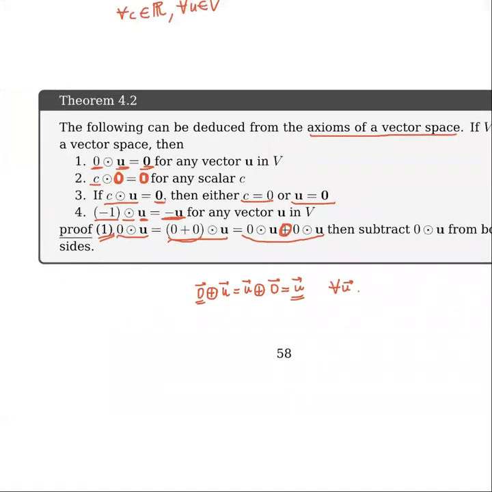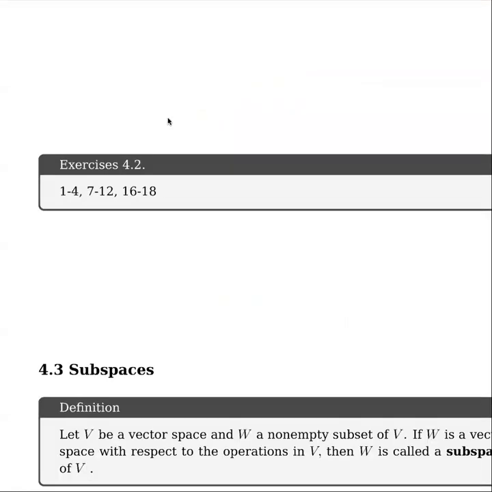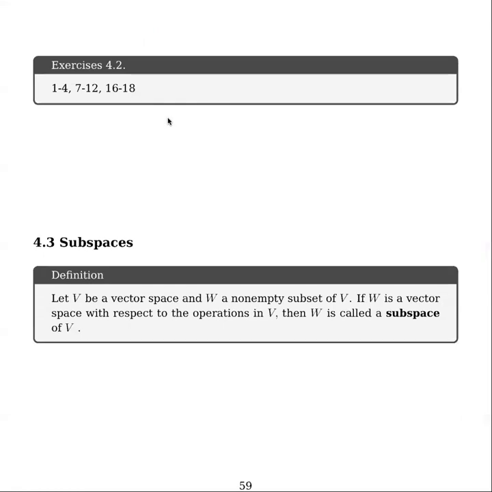Yes, ask me if you have questions, and if I can't answer them, let me know again and I will try to answer again. Okay, guys, let's continue then. Some exercises for you.